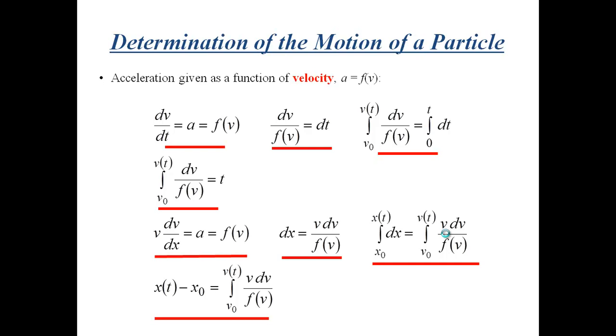So either of these relations can be used to relate with v is equal to dx by dt to obtain the relation between x and t that characterizes the motion of the particle.